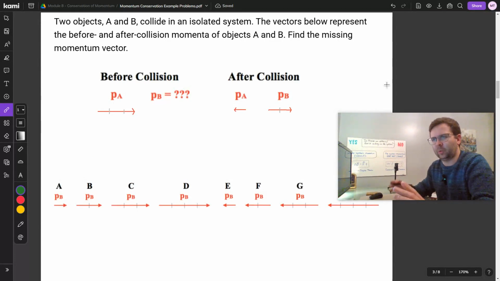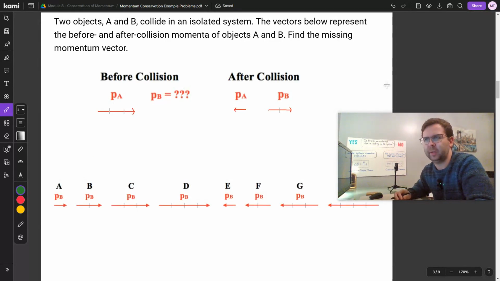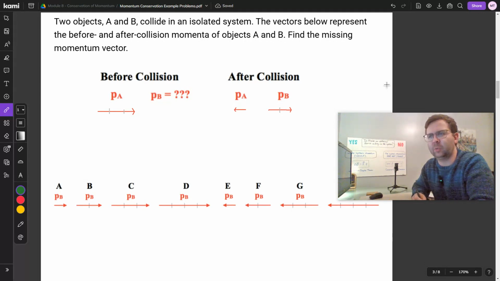All right, let's just get it more simple here. It says two objects, A and B, collide in an isolated system. The vectors below represent the before and after collision momenta of objects A and B. Find the missing momentum vector. So this time we don't know the initial momentum of object B, but we have the initial momentum of object A, and we have both of their after collision momenta.